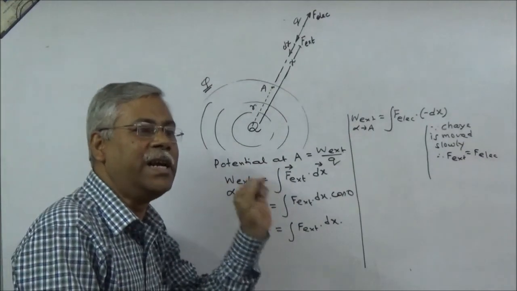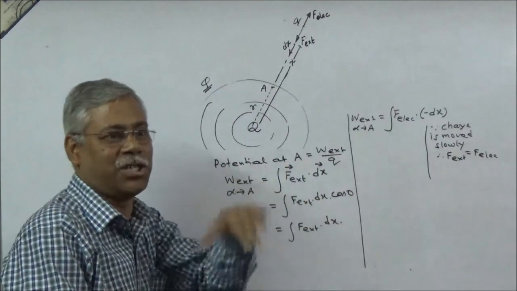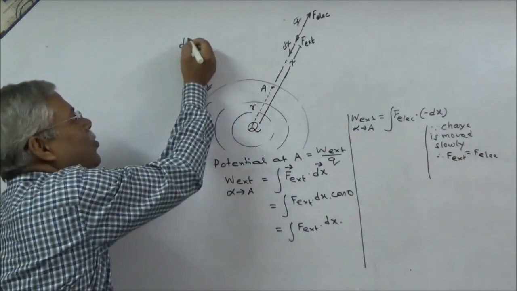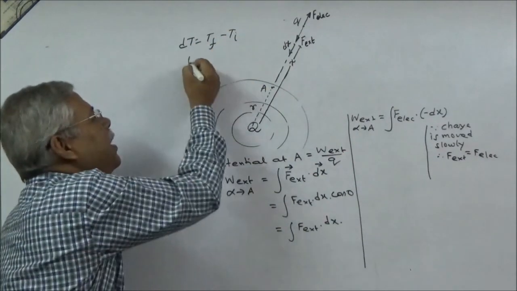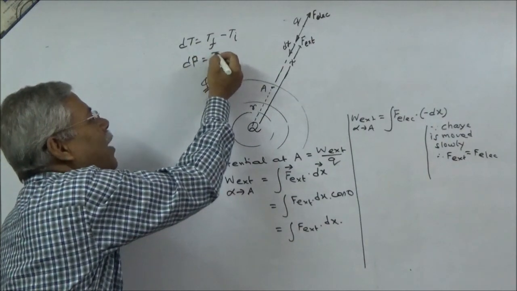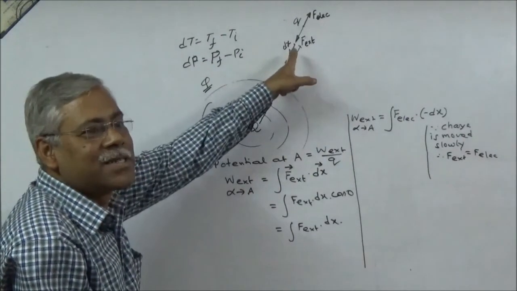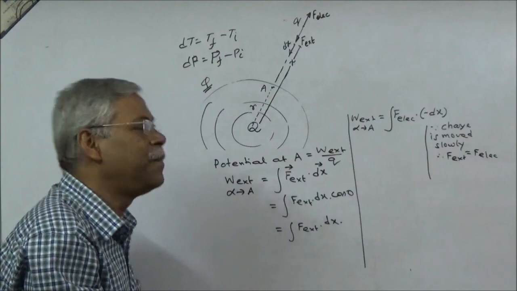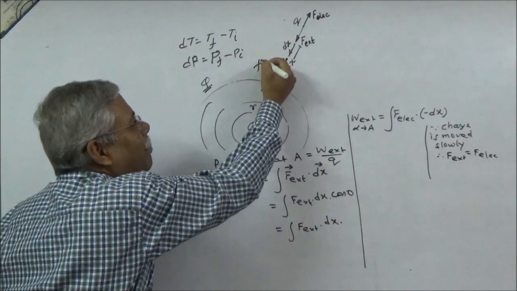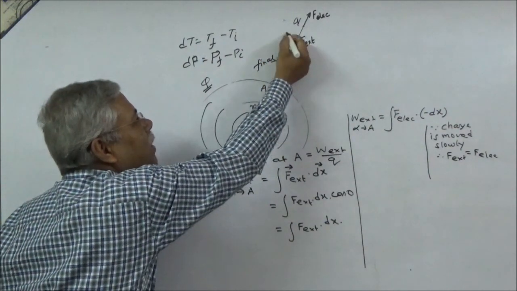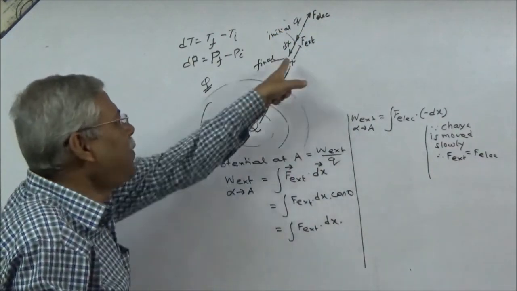dx, dt, dp, dv, dq, whatever comes, means final minus initial. dt means t final minus t initial. dp means final pressure minus initial pressure. Now dx means x final minus x initial. What is the final position? You can see here, this is the final position and this is the initial position.